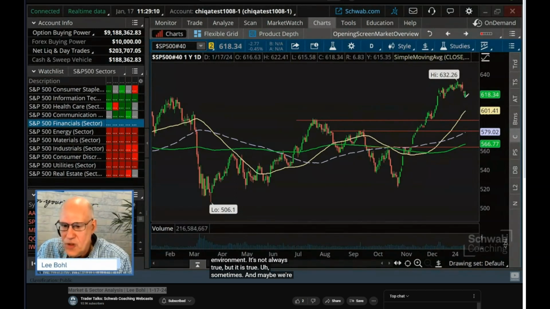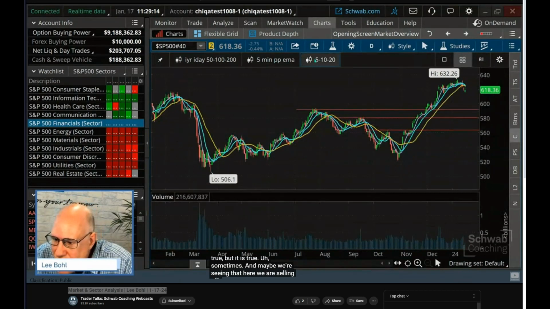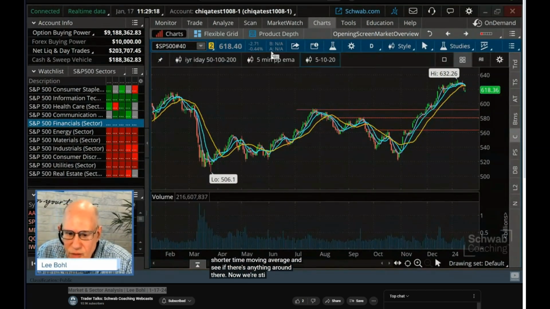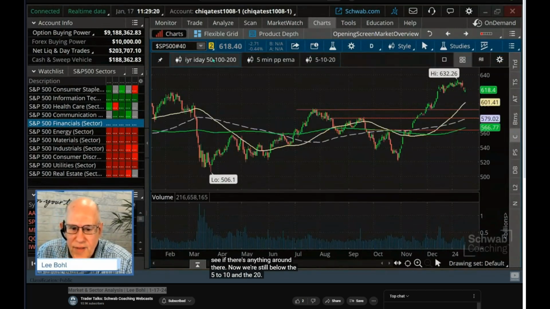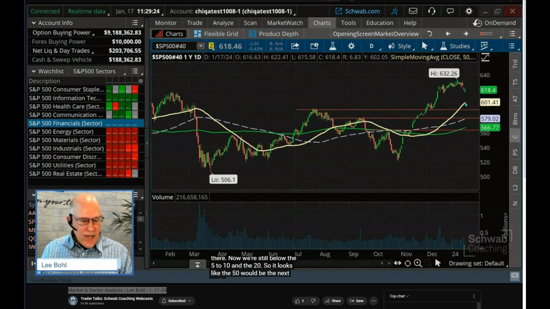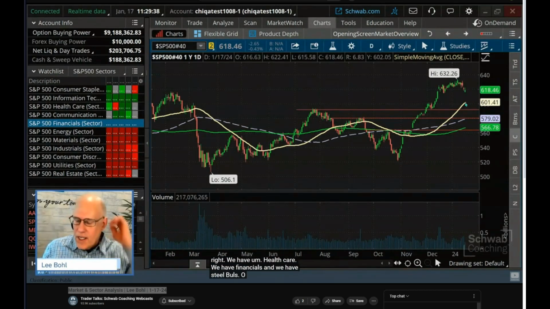We are selling off a little, but let's go to a shorter term moving average and see if there's anything around there. Now we're still below the 5, the 10, and the 20. So it looks like the 50 would be the next major moving average that we would need to keep track of there. All right, so we've got three strong sectors, right? We have healthcare, we have financials, and we have staples.